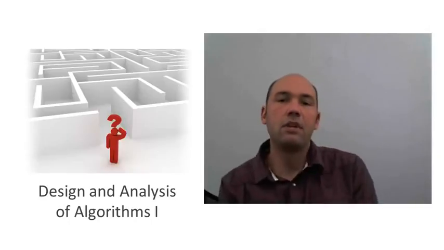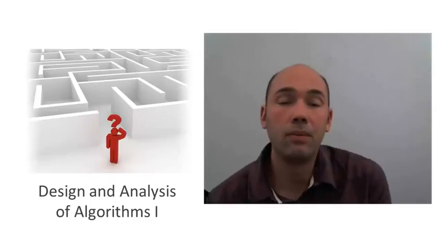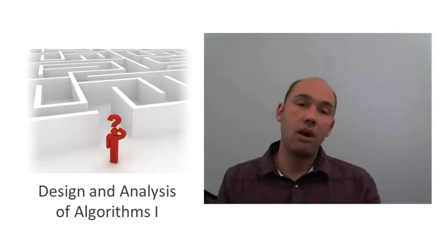Alright, so the plan for this video is to prove the correctness of the divide and conquer closest pair algorithm that we discussed in the previous video. So just to refresh your memory, how does the outer algorithm work?